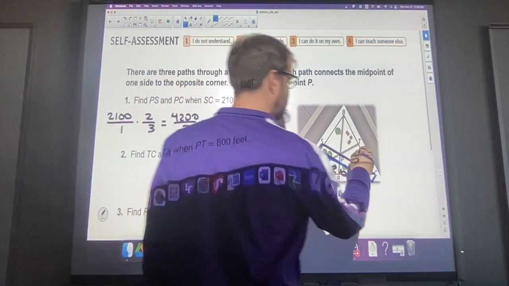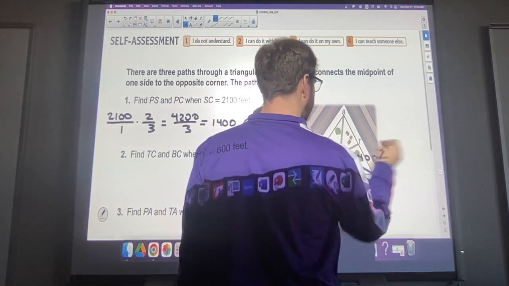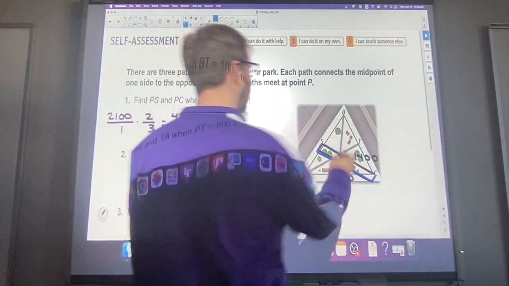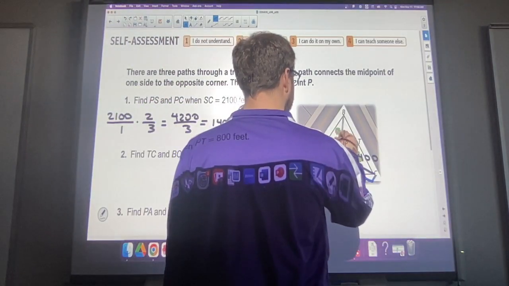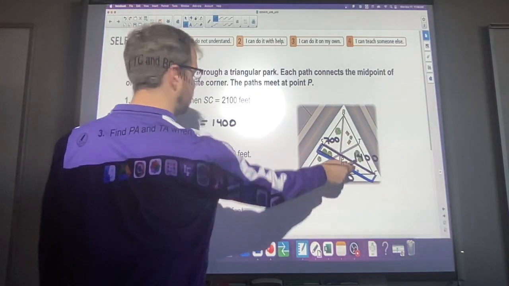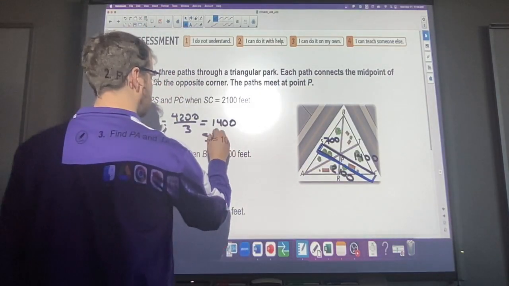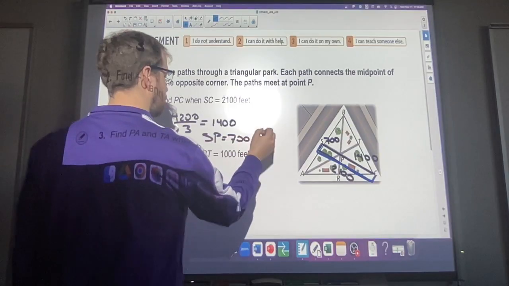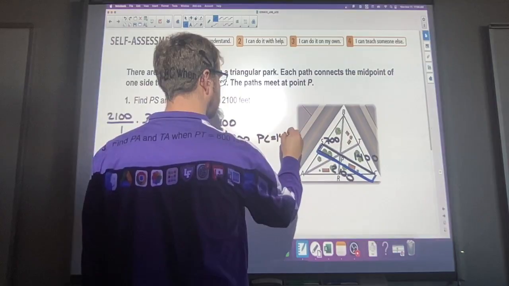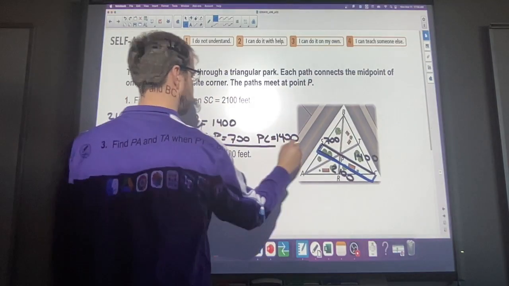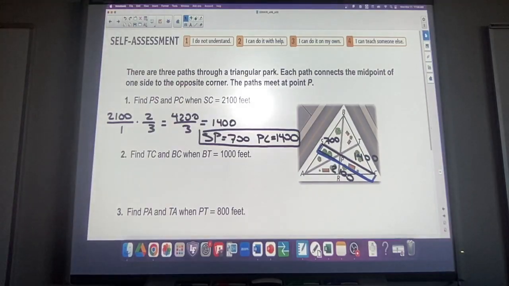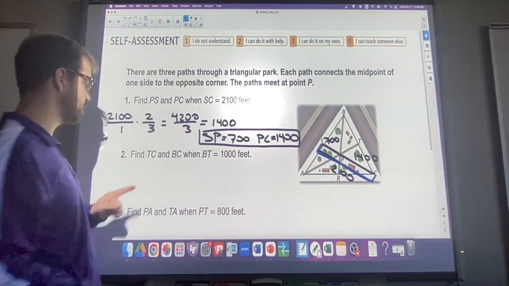So that means that this is 1400. In order to add them to 2100, this has to be 700. Okay, so we can say that SP is 700 and PC is 1400. And if you guessed and checked and you got it that way, that works too. All right, let's look at the next one.